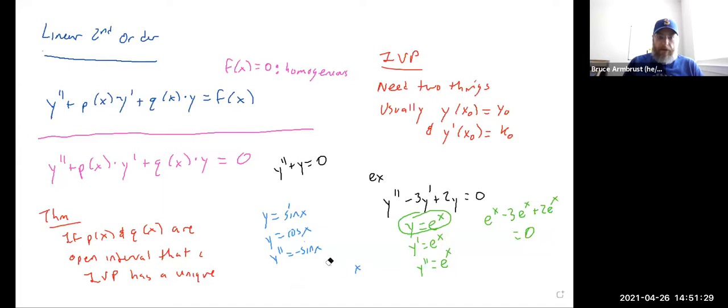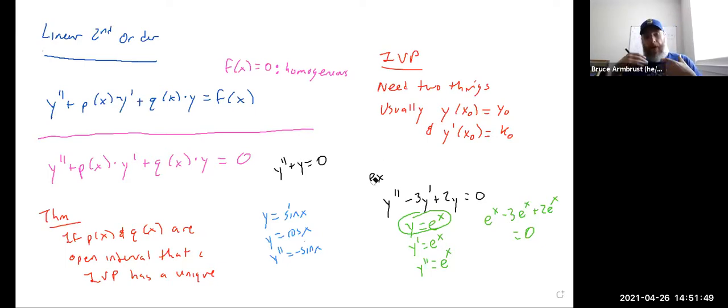So erase this real quick. But clearly you can see if you take y double prime and you add it to y, you get 0. So this is one where sine of x is a solution, but e to the x wouldn't work, right? You plug those in, you get e to the x plus e to the x, which is not 0.